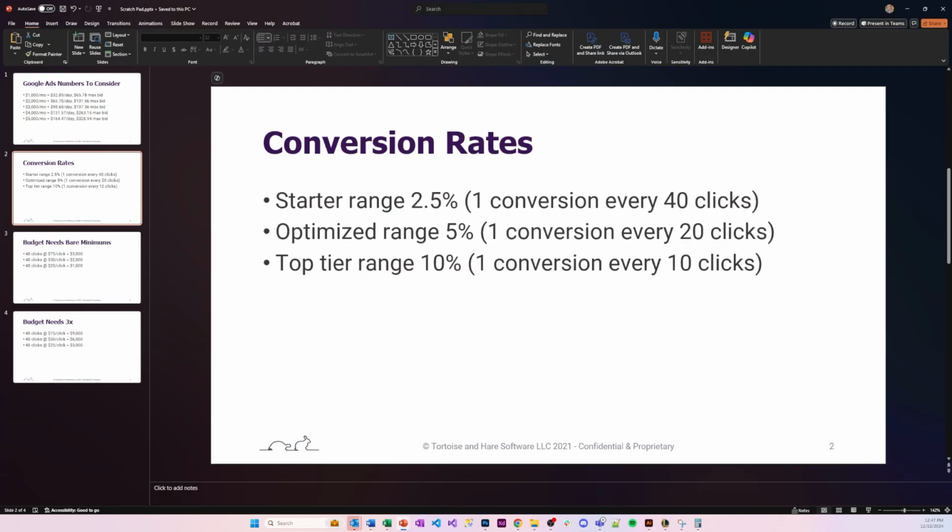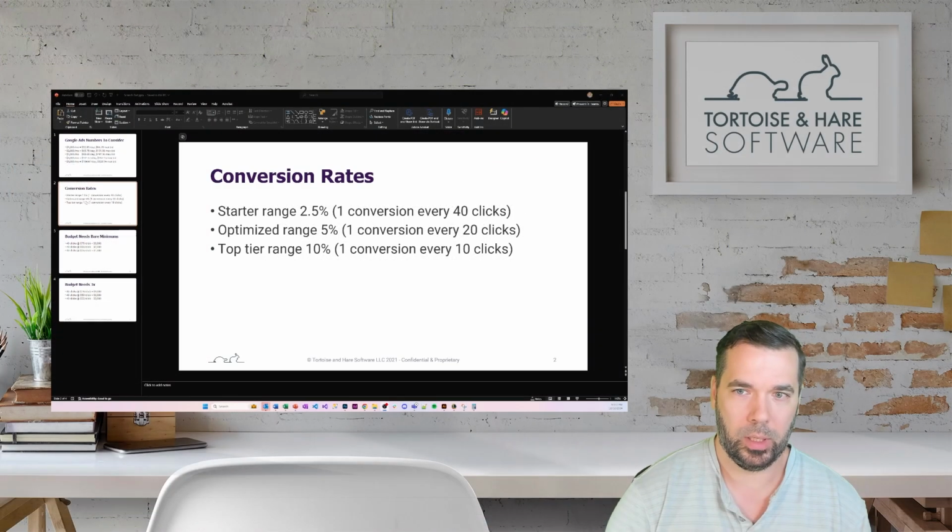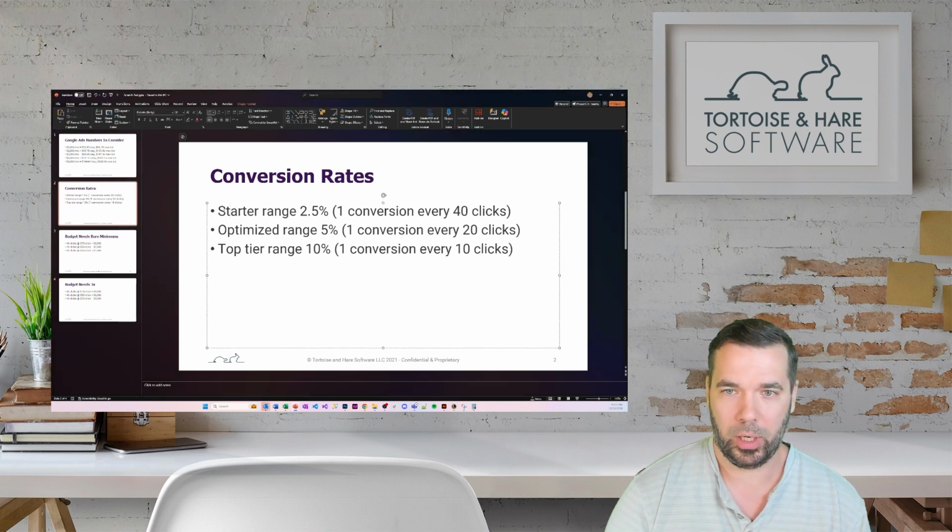And just kind of want to talk to you real quick about basically conversion rates. So a good starter conversion rate, and one you can expect for your ad campaigns, is around 2.5%. And at a 2.5% conversion rate, that's one conversion every 40 clicks. And if you optimize your account, you might be able to get a good 5% conversion rate.